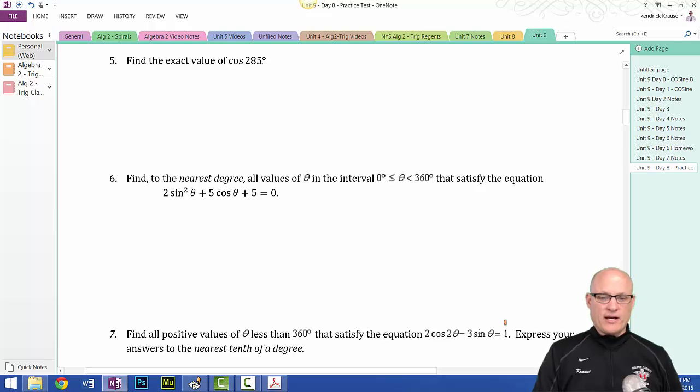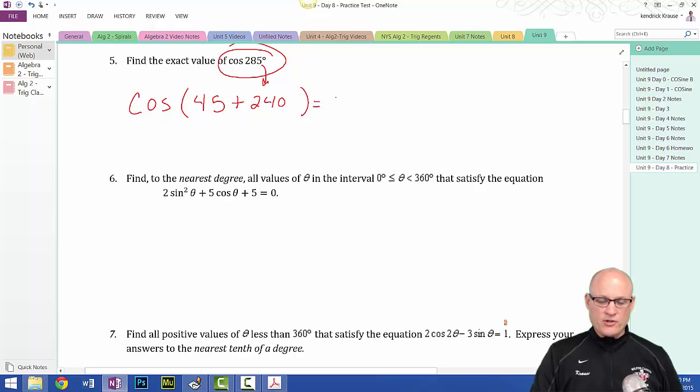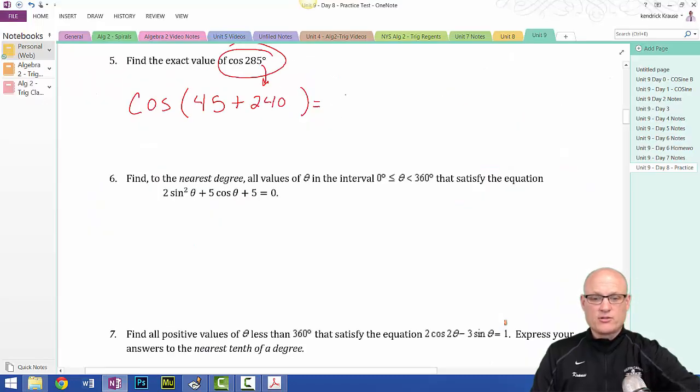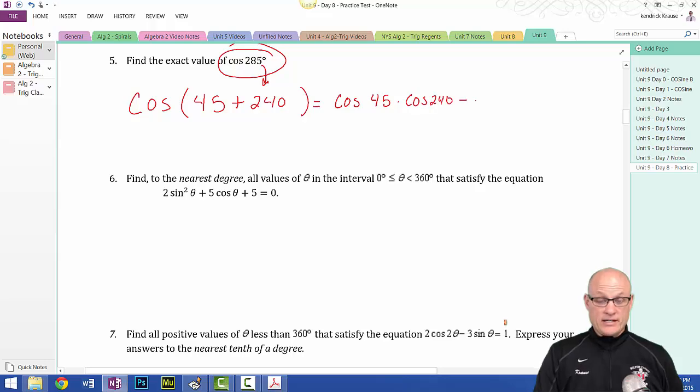Hint. Cosine of 285. So I've got to construct 285 degrees. I know that's got to be 45 and something. I just don't know what that something is. Let's think. 45 plus, oh yeah, 240. And 240 is one of my nice angles. So I can bop over to my formula sheet. Oh, there's my cosine formula for adding 2 angles. Cosine 45 times cosine 240 minus sine of 45 times sine of 240.